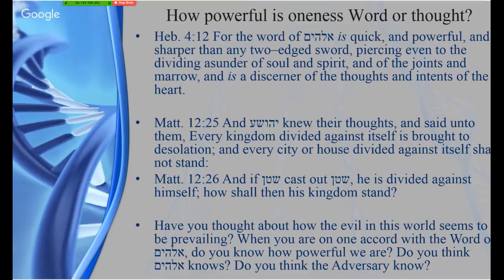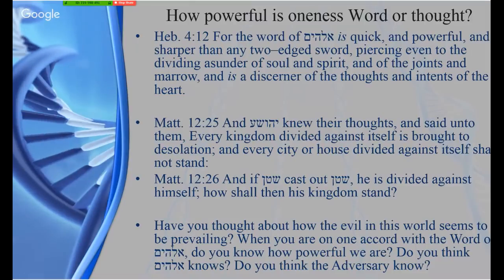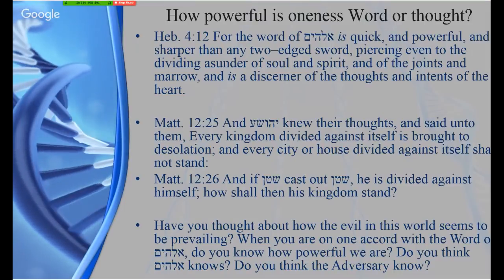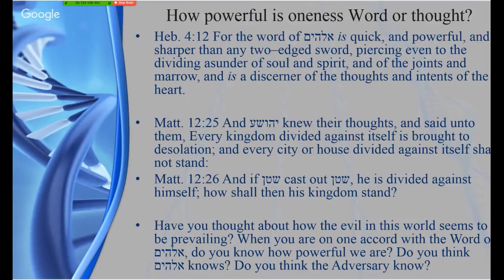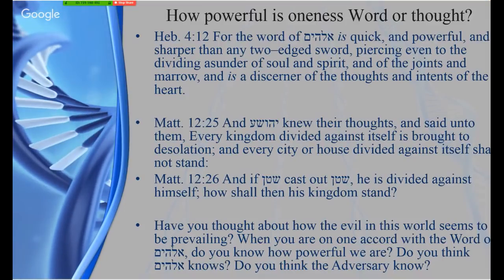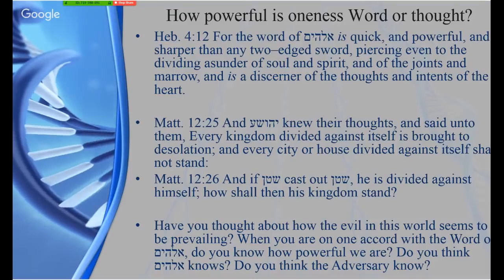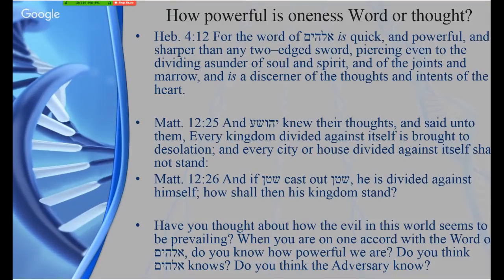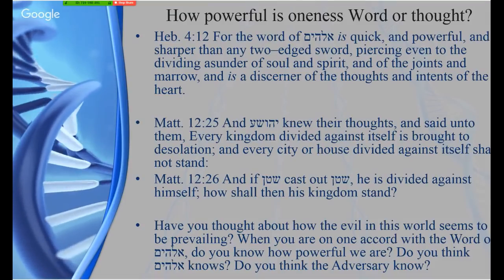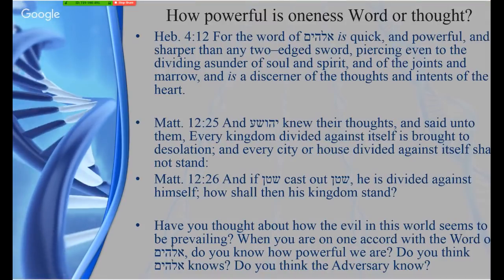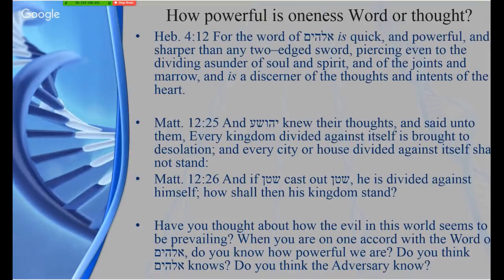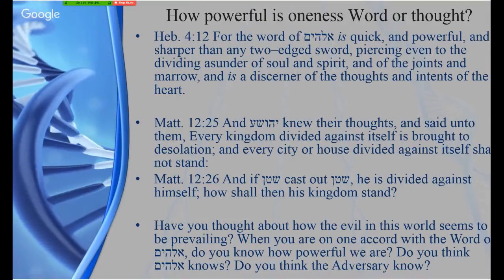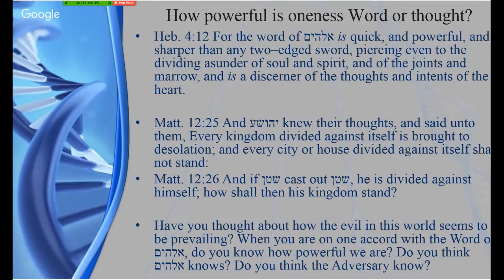Matthew 12:25 says, and Yahuah knew their thoughts and said unto them, every kingdom divided against itself is brought to desolation, and every city or house divided against itself shall not stand. And if Shaitan cast out Shaitan, or if Satan cast out Satan, he is divided against himself. How shall then his kingdom stand? Okay. Have you thought about how the evil in this world seems to be prevailing?